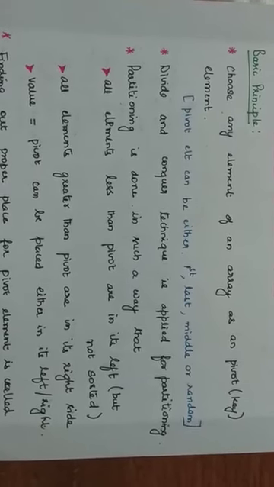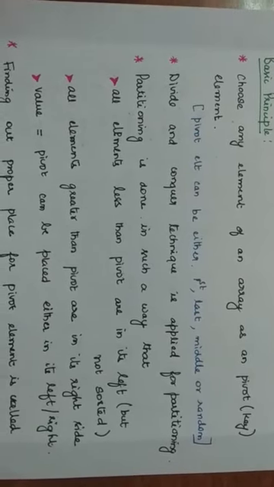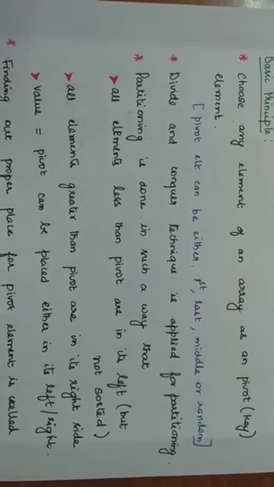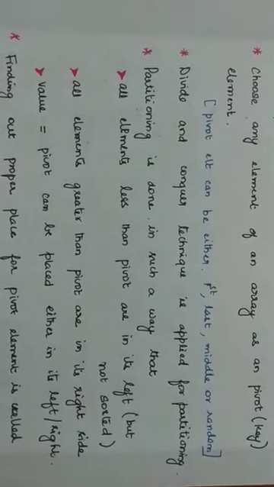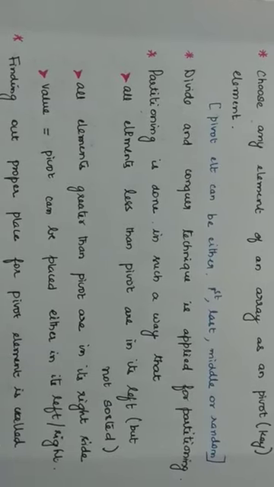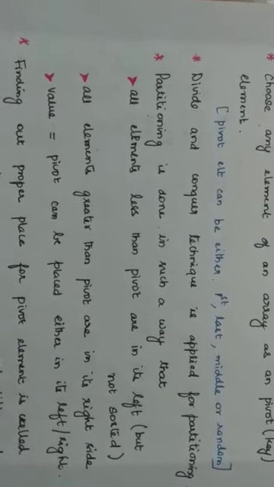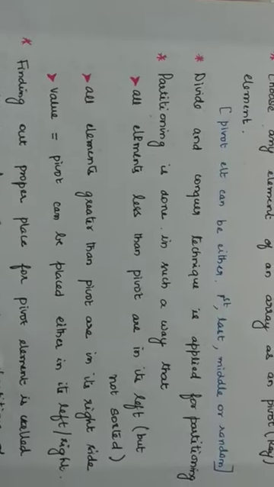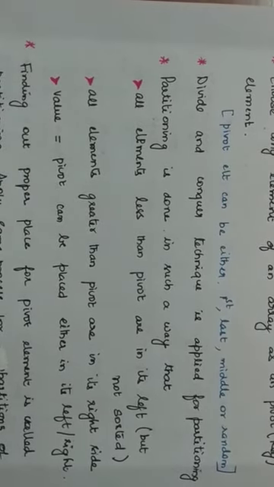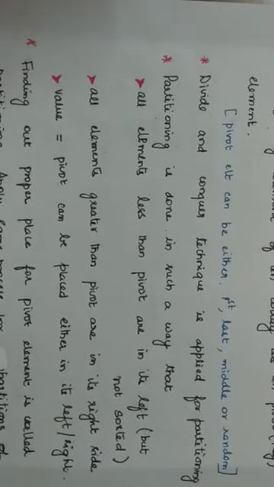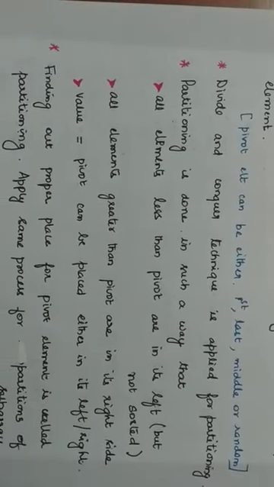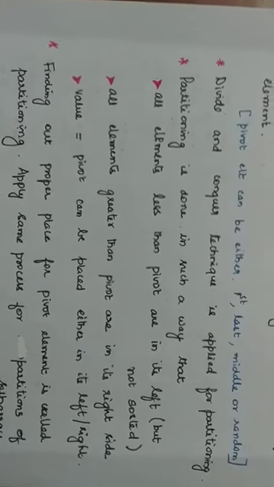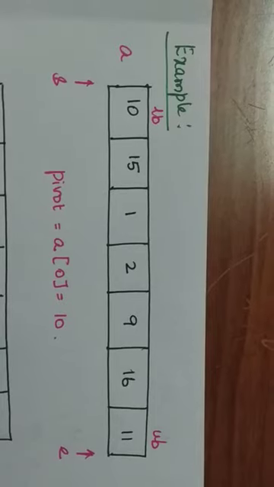That left partition subarray may not be sorted. Similarly, all elements greater than the pivot element are placed towards its right side, and that right partition subarray need not be sorted. Similarly, if I have any value which is equal to the pivot element, it can be moved either to the right or towards its left sub-partition. Finding out a proper place for a pivot element is called partitioning.